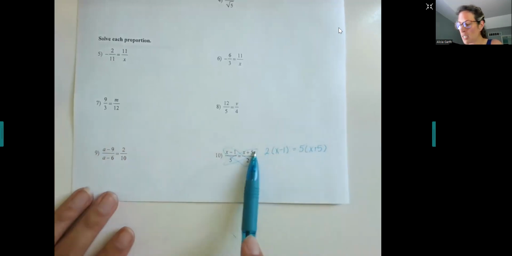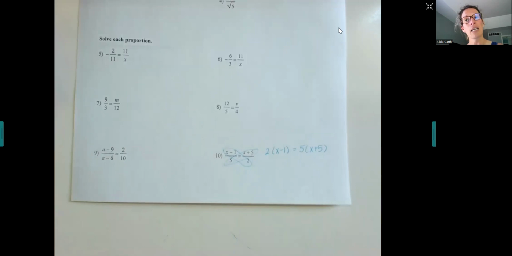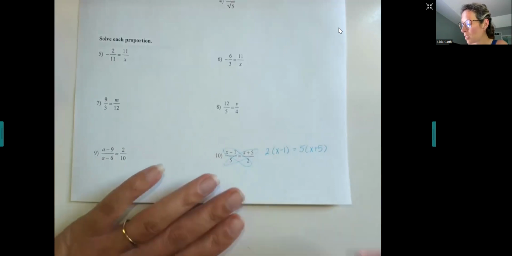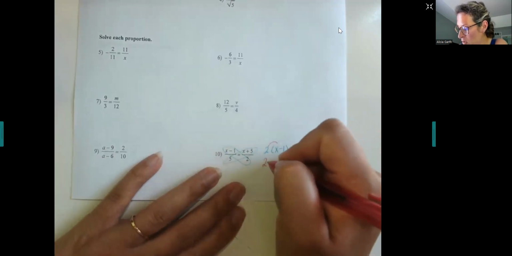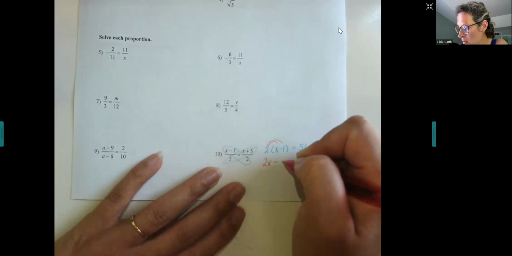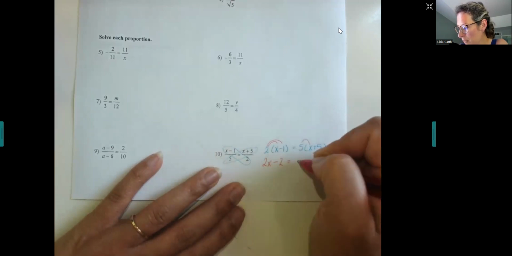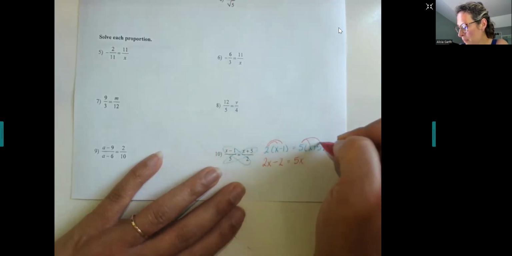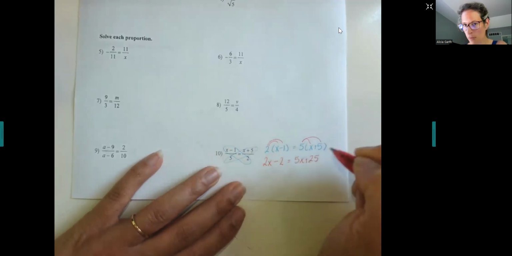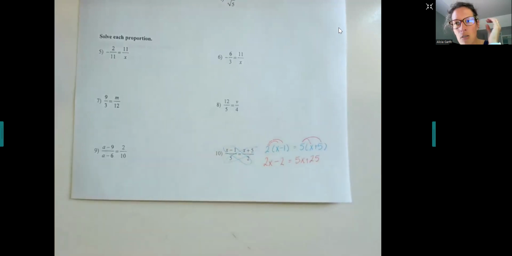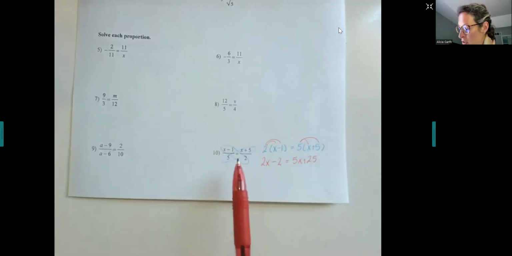Notice I put these in parentheses, and whenever you see parentheses, you should be thinking I have to distribute. So you're going to distribute this 2 to the x so that I have 2x minus 2 is equal to 5x plus 25.